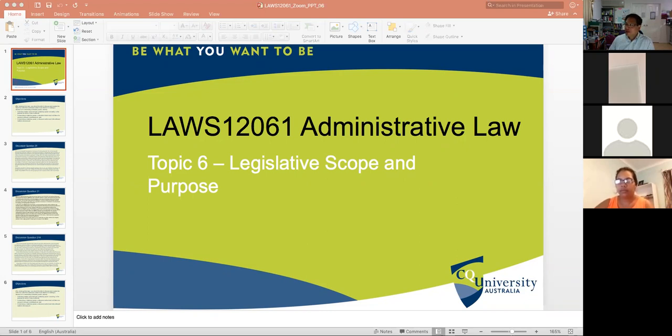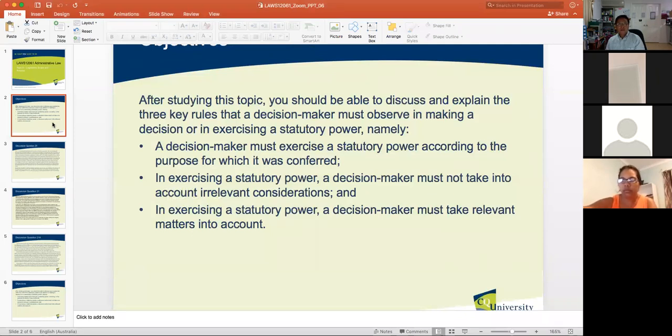So tonight, we will be discussing the topic on legislative scope and purpose. And at the end of the topic, you should be able to discuss and explain the 3 key rules that a decision maker must observe in making a decision or in exercising a statutory power.